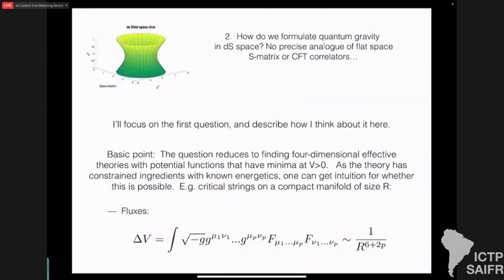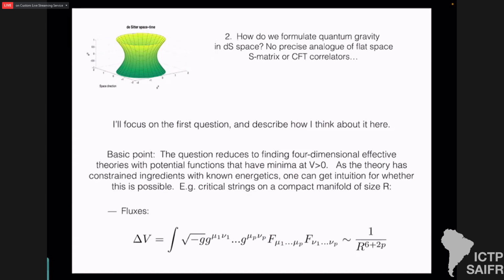Then there's a second set of questions. Here there's more of a space-time diagram of de Sitter space. And the causal structure of de Sitter in the era after holography tells us that there are going to be interesting questions about formulating quantum gravity in de Sitter space. The asymptotics it provides are very different from those of Minkowski or anti-de Sitter space. There is no precise analog of a flat space S-matrix or of CFT correlators that we've come to rely on as a crutch to make precise formulations. And this leads to a host of interesting questions, which I'll barely touch on. Okay, but hopefully the two subjects enjoy interrelations.